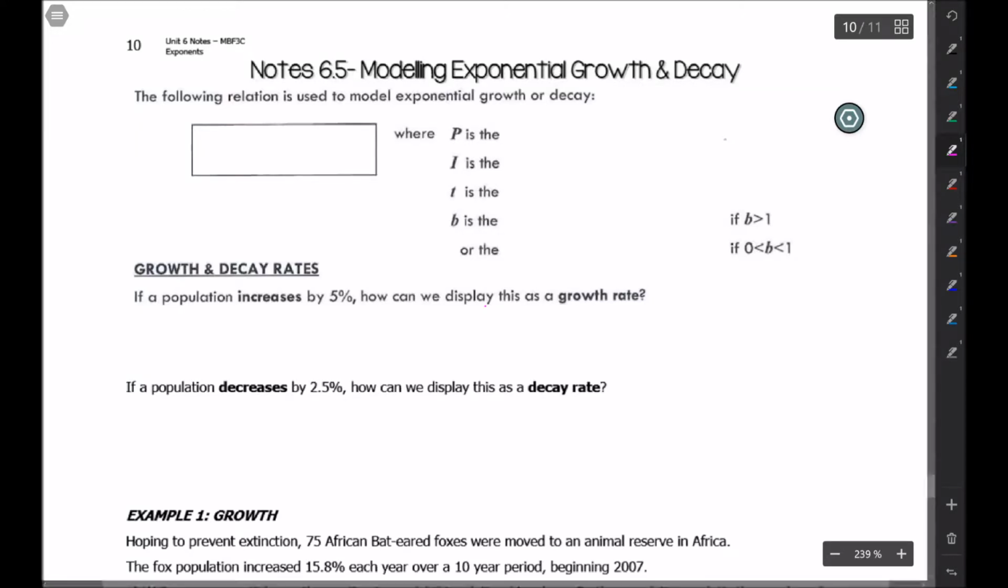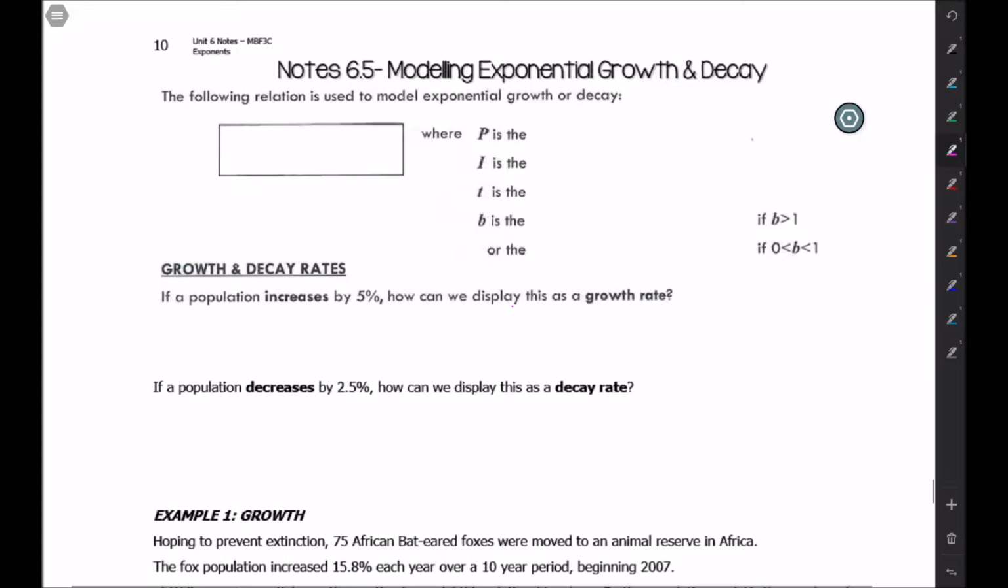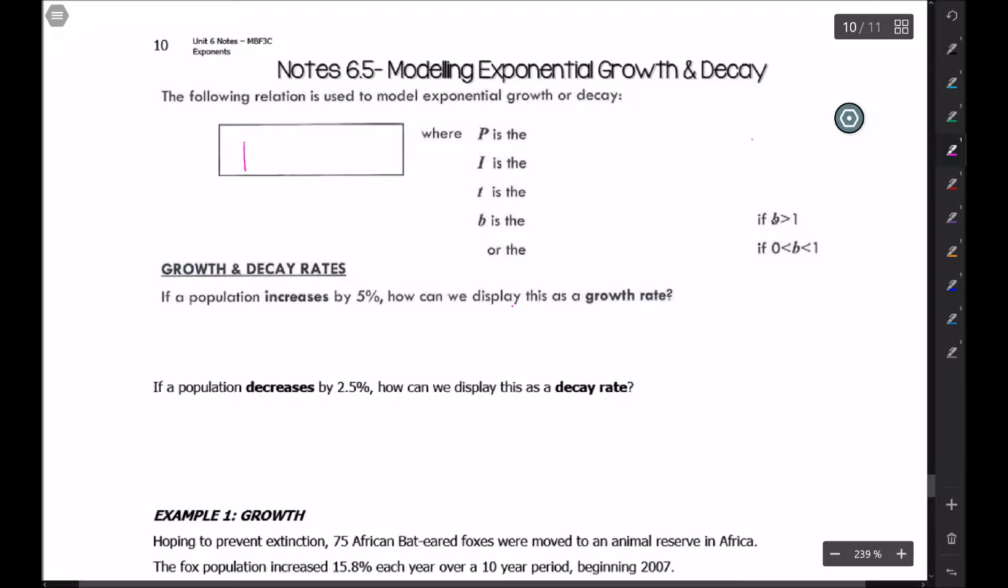Everyone, note 6.5 on modeling exponential growth and decay. This is going to be really important for this unit and when we get into personal finance, which is what we're going to be doing next unit. So it says the following relation is used to model exponential growth or decay. So our equation is going to be P equals I times our base to the power of T.